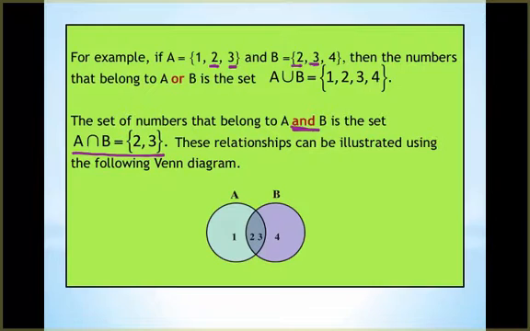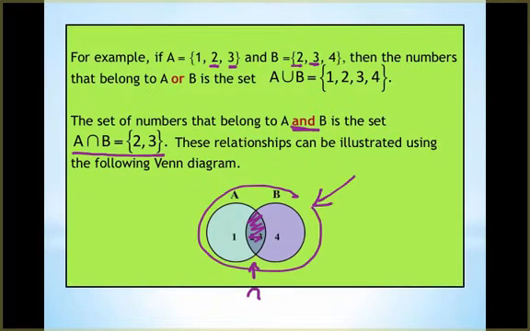You can also look at this in terms of a Venn diagram. If you look at the part where the two sets overlap, that part is your intersection. And if you look at all the numbers, then that is your union.